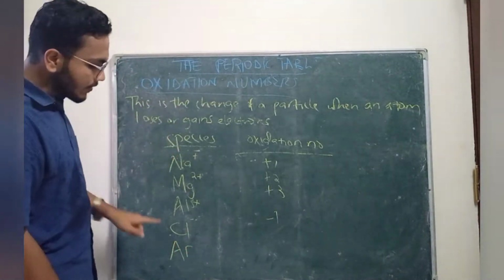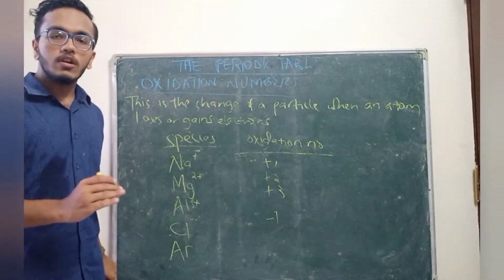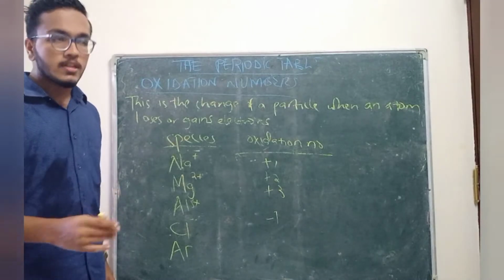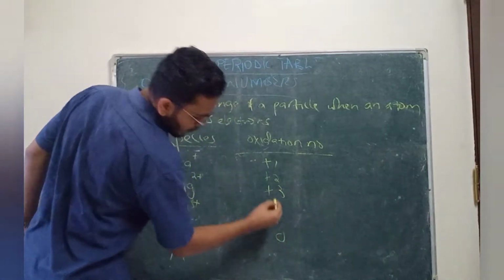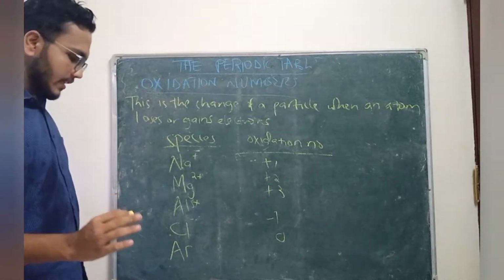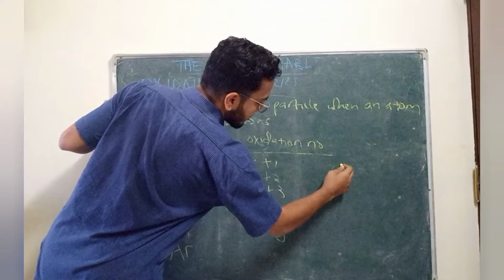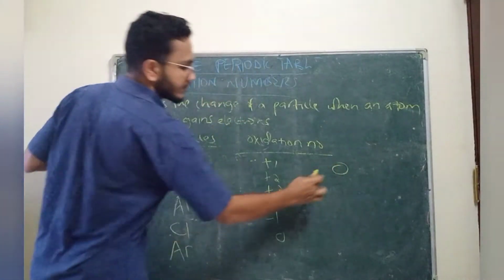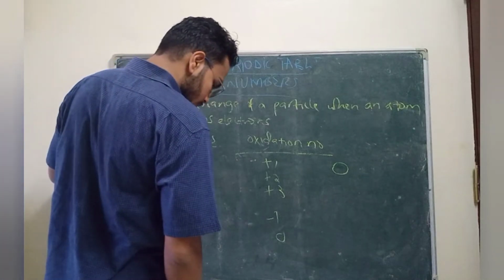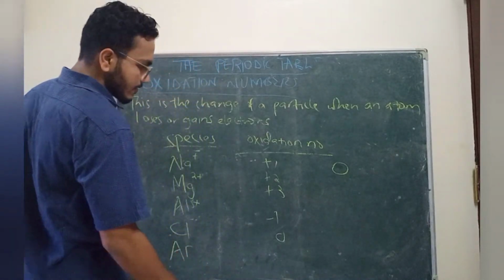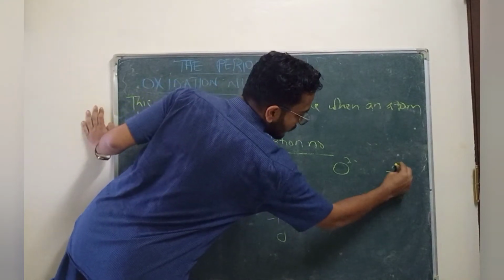As we learned, argon is in group 8, so it's already nuclear stable. It does not lose or gain any electrons. So what is the oxidation number of argon? It is 0 because it does not gain or lose any electrons. What is the oxidation number of oxygen? The oxidation number of oxygen is O2 negative, so it is -2.